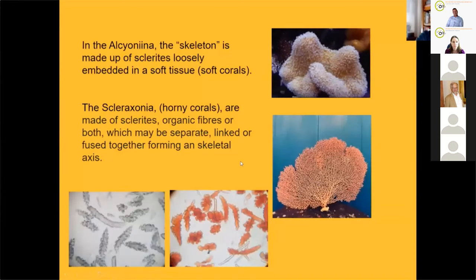From those forms, the ones similar to the Argentinian forms are the Alcyonina skeleton, soft corals, and also the Scleraxonia horny corals, which are made by sclerites. They are not so similar to our sclerites, but they are connected with fibers or both, which can be separated, linked, or fused together, forming a skeletal axis. And these are the axes forming these Gorgonian type colonies.